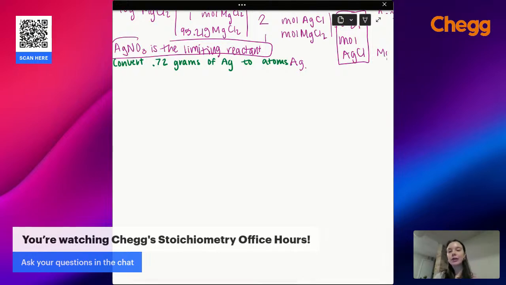So for this, if we remember our flow chart that we went over a few weeks back, we had to go from grams to moles to atoms. To get from grams to atoms, you have to go through moles. So what we're going to need is the molar mass of silver. I don't know that one off the top of my head. So let's see. Okay, it's 107.86 grams per mole.